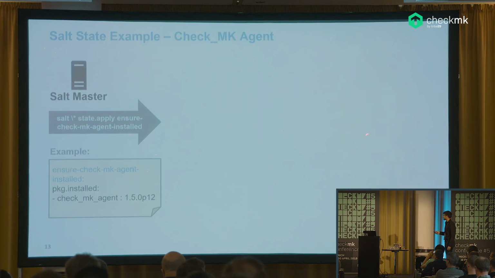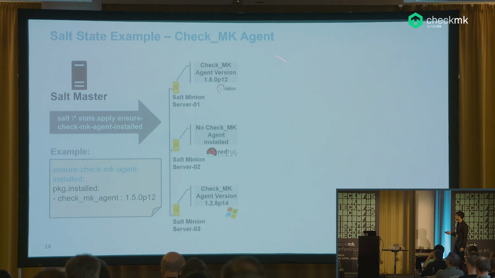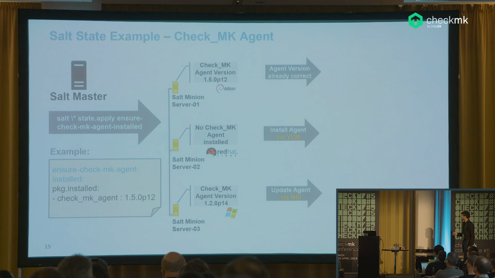You can see it here in this example. This is a state apply, and I'm giving it the order ensure Checkmk agent installed on the following systems. This is my starting situation here in the gray box. So I can show you what salt does. So I have a Checkmk agent in the fitting version on the first minion. On the second minion there is no Checkmk, and on the third minion I have a Checkmk in an old version.